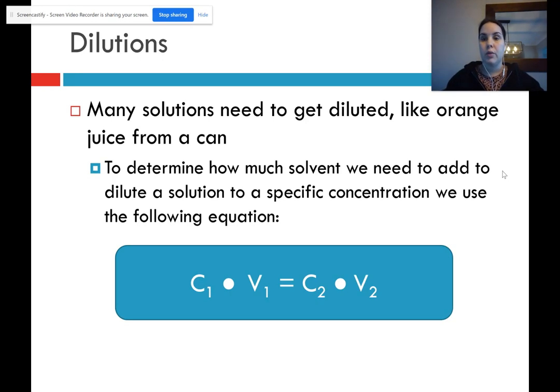Many solutions, like we saw in that orange juice concentrate, need to get diluted. So watered down is sort of how we would typically use the language in everyday language. Okay. So to determine how much of a solvent, so again, remember, often that may be water, it's whatever's in larger quantity, we need to add to dilute a solution to a specific concentration we want. We use the following equation, which is our dilution equation, which says C1V1, or the initial concentration and the initial volume, is always going to equal C2V2, or the secondary concentration where we're going to end up with, and the secondary volume.